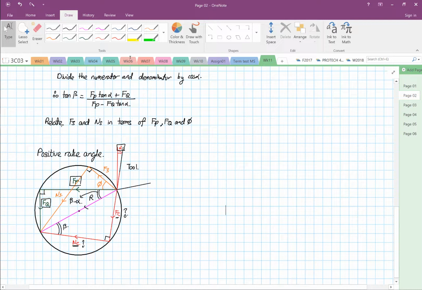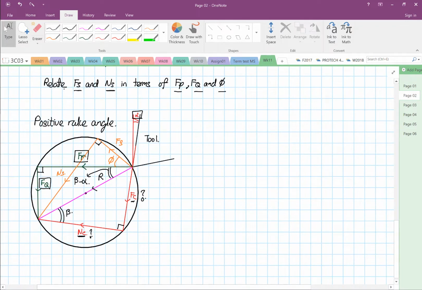Hello there, this is lecture part 2. So what I'm going to do now is we are trying to relate Fs and Ns to Fp, Fq and the shear angle over here. Okay, so I've just copied this image. You have seen this image before. So as before, we have Fp and Fq. Now what we want to find is what is our Fs and what is our Ns in relationship with Fp, Fq and the shear angle phi.